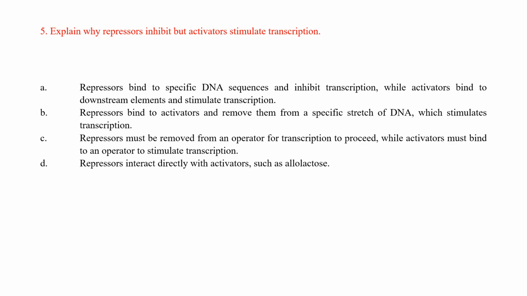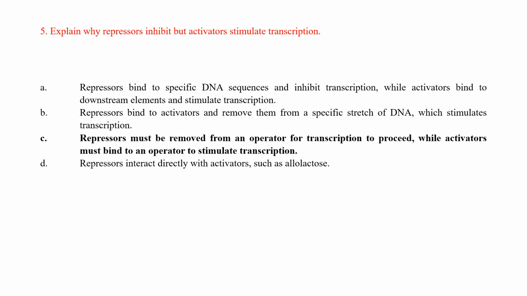5. Explain why repressors inhibit but activators stimulate transcription. Letter A, repressors bind to specific DNA sequences and inhibit transcription, while activators bind to downstream elements and stimulate transcription. Letter B, repressors bind to activators and remove them from a specific stretch of DNA, which stimulates transcription. Letter C, repressors must be removed from an operator for transcription to proceed, while activators must bind to an operator to stimulate transcription. Or letter D, repressors interact directly with activators, such as allolactose.